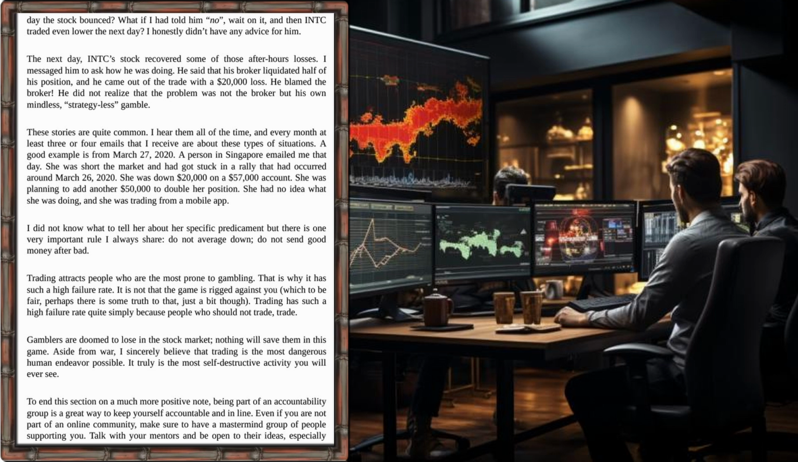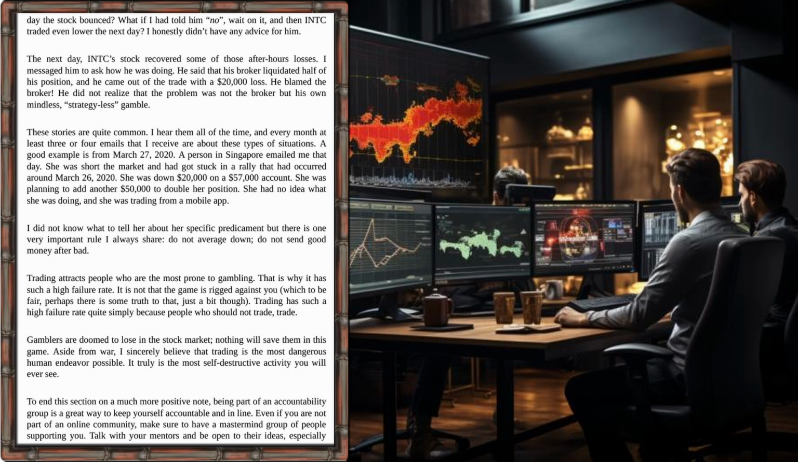She was down $20,000 on a $57,000 account. She was planning to add another $50,000 to double her position. She had no idea what she was doing, and she was trading from a mobile app. I did not know what to tell her about her specific predicament. But there is one very important rule I always share. Do not average down. Do not send good money after bad.